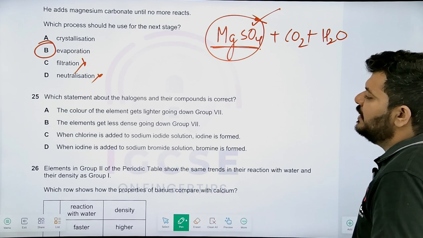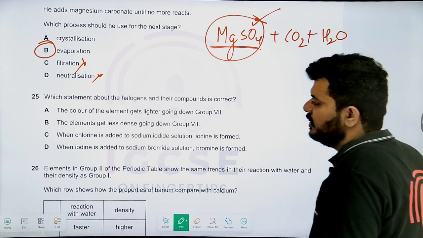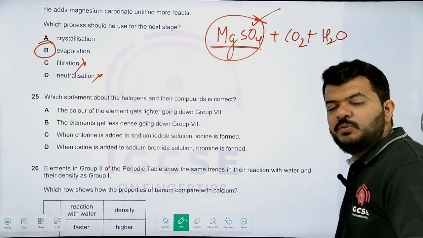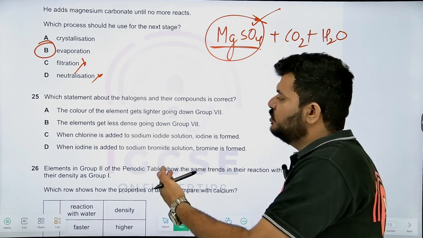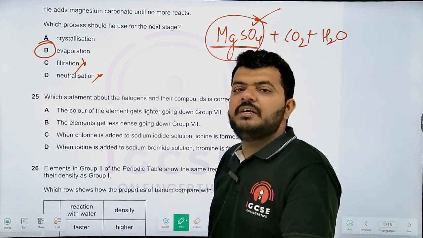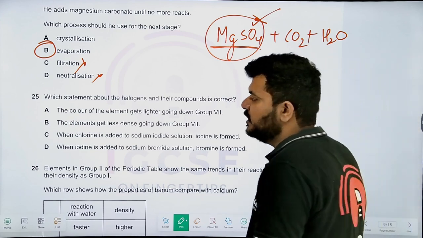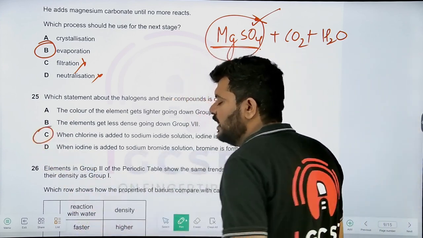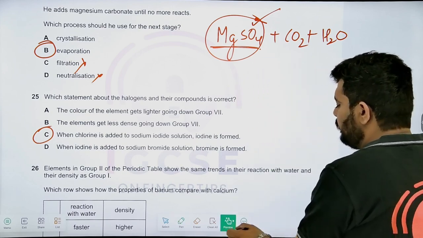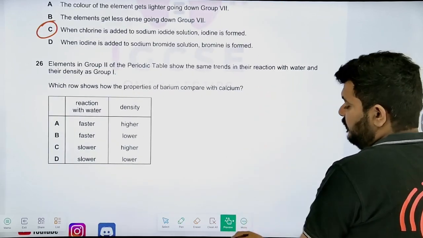When chlorine is added to sodium iodide solution, iodine is formed because chlorine is more reactive, right? As you go down group 7, the reactivity decreases. Chlorine is more reactive, so it displaces iodine from its compound. So C is the correct statement. Then what do we have?